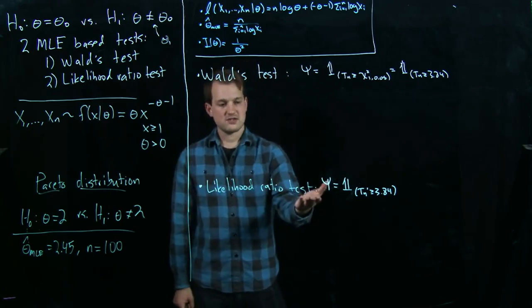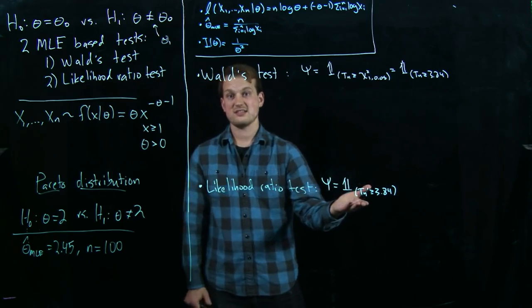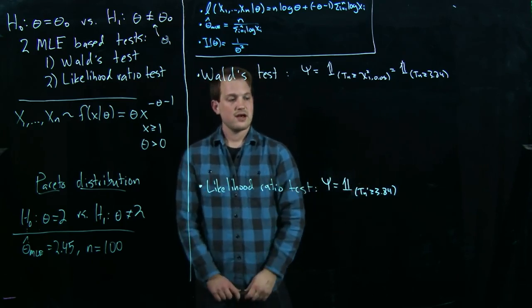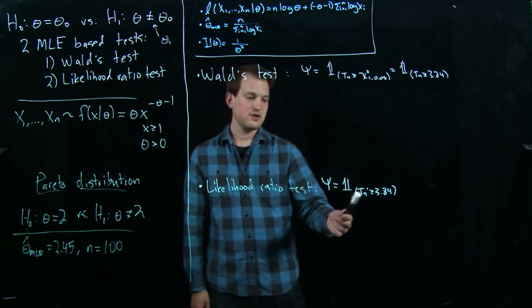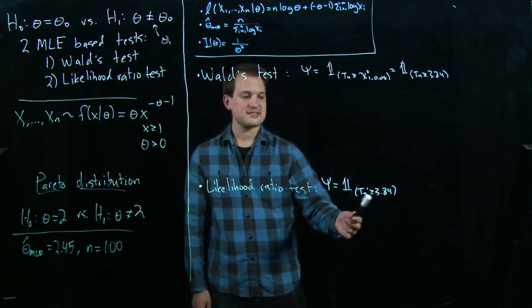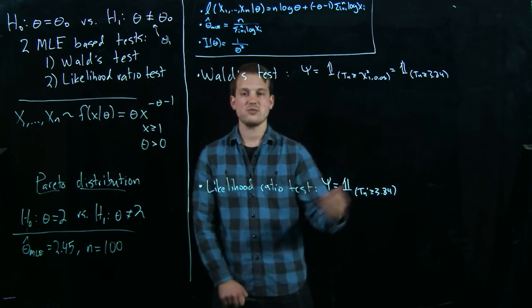Now, the likelihood ratio test uses a different test statistic, Tn prime, which we just showed, and it has the same asymptotic distribution as Tn. So again, we're going to reject at that same quantile level. Again, it'll be 3.84.